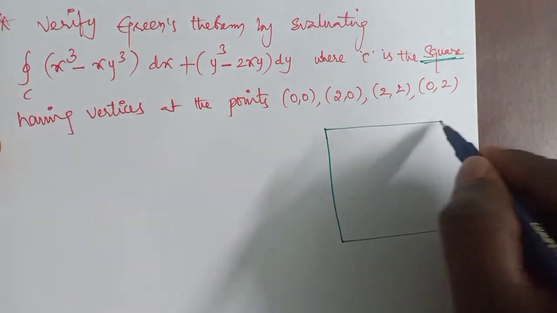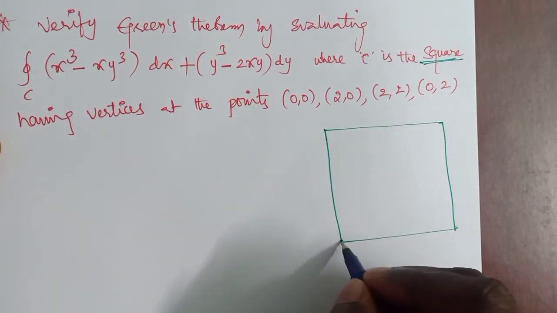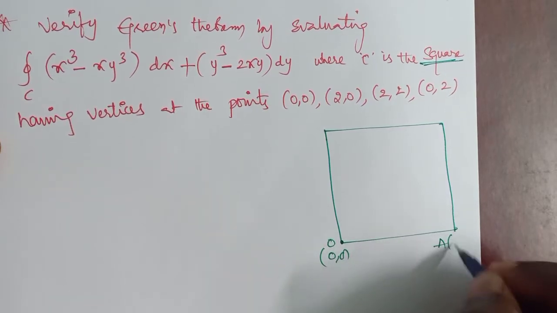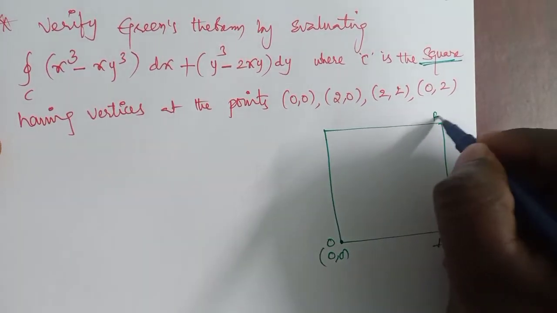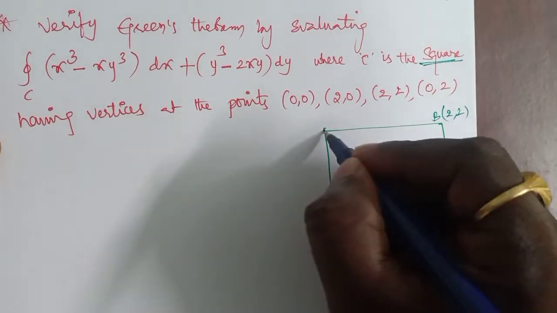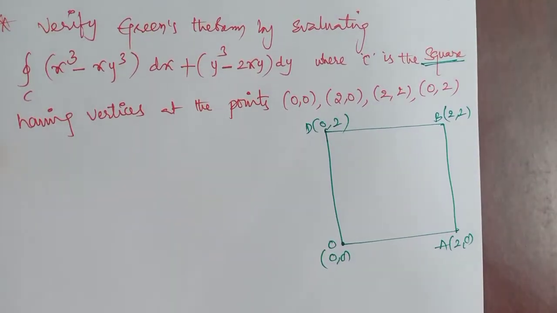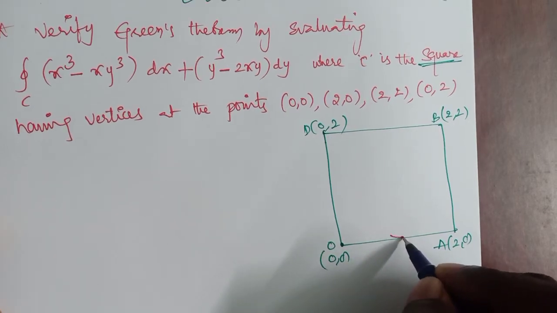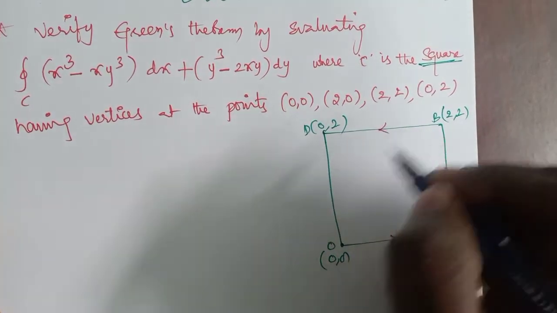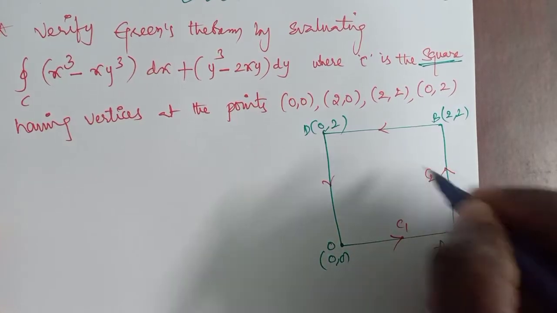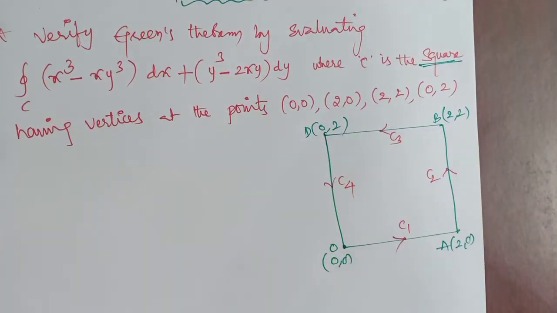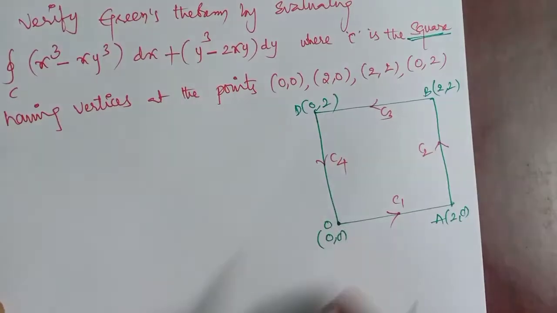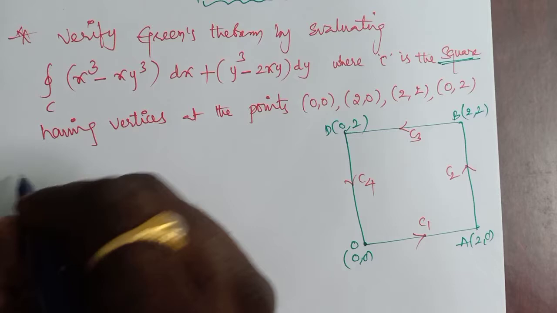we have 4 points. First one is 0 0, so O. Now second one is 2 comma 0, and the third one is 2 comma 2, and the fourth one is 0 comma 2. So we have the direction which is anti-clockwise direction, so the direction will be like this. So this is C1, C2, C3 and C4. We have 4 curves that represent the closed curve, which is a square, to be evaluated. Now come to the solution.